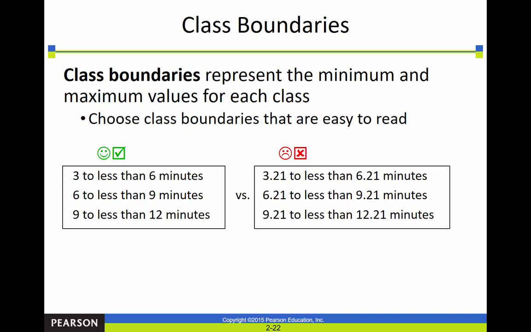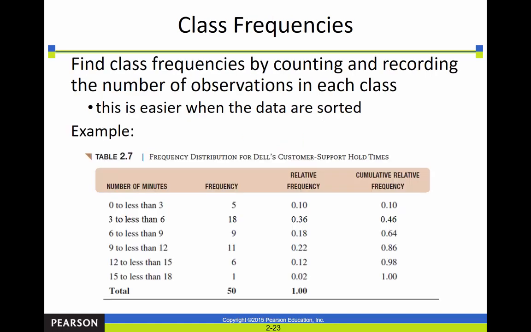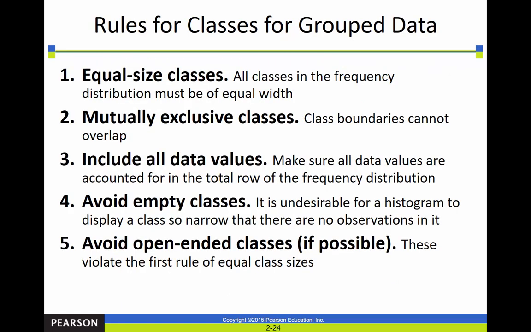So like they say, choose class boundaries. Here's some rules about them. They're easy to use, easy to read. 3 to 6, 6 to 9, 9 to 12 is better than these weird decimals. And then we can find the frequencies by recording the number of observations in each class. Right? So number of minutes, 0 to less than 3. We'll just count the number of times that the data is between 0 and less than 3, and so forth.